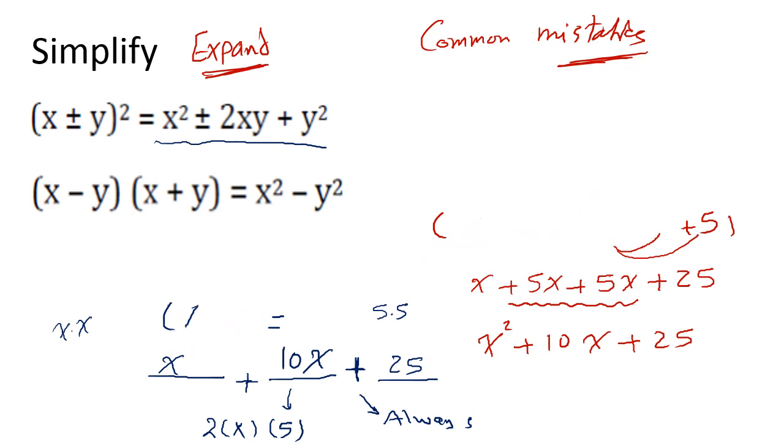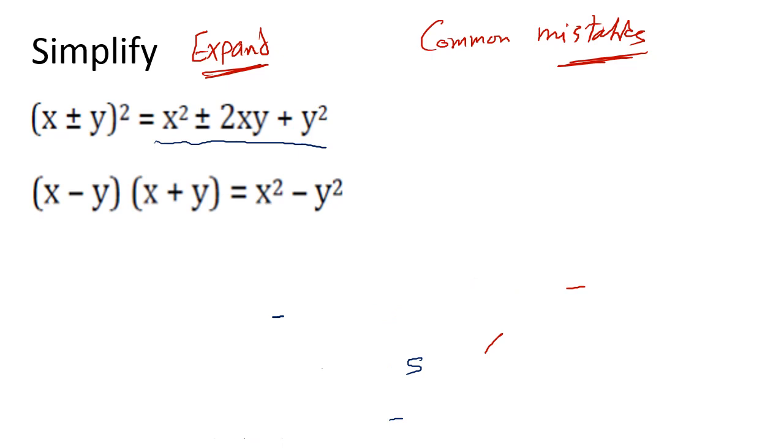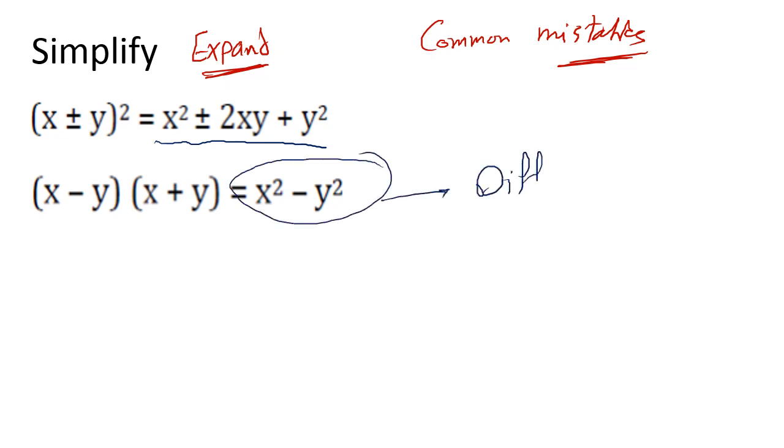But for the second case, it's totally different. Why? Because it's a product of two brackets, one of them positive and the other negative. And the result is called the difference of 2 squares. So this is the difference of 2 squares.